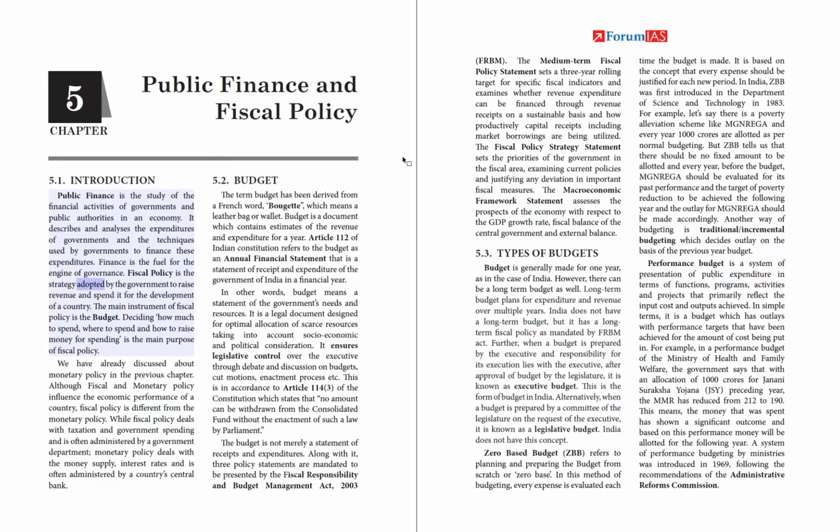Fiscal policy is the strategy adopted by the government to raise revenue and spend it for the development of a country. The main instrument of fiscal policy is the budget. Deciding how much to spend, where to spend, and how to raise money for spending is the main purpose of fiscal policy. We have already discussed monetary policy in the previous chapter.